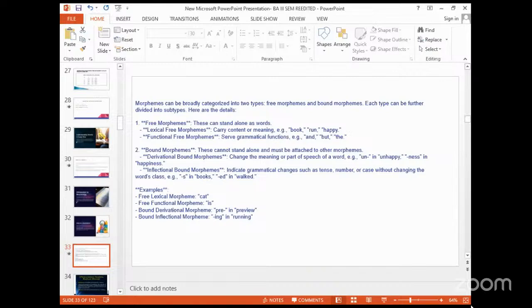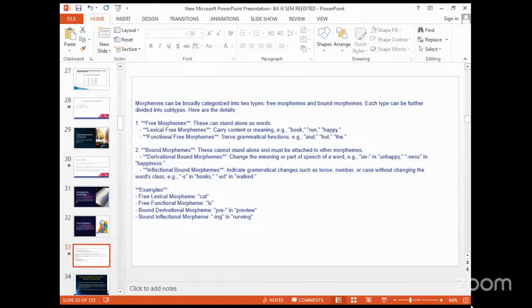Then inflectional bound morphemes indicate grammatical changes such as tense, number, or case without changing the word's class. Example, s in books, ed in walked. If you have seen this bound morpheme, which is attached to the words book and walk as s and ed, the meaning of the word doesn't change, nor even the class of the word, right?